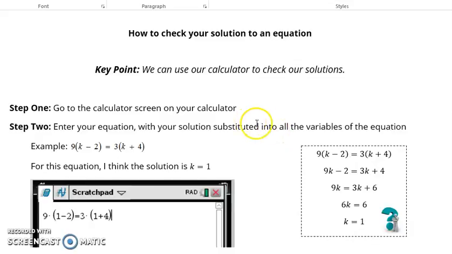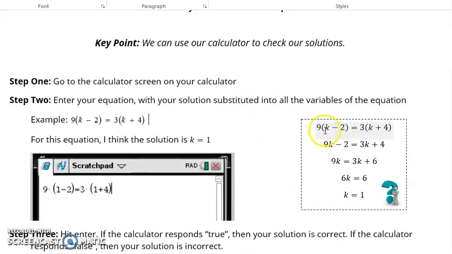Welcome. In this video we're looking at how to check your solution to an equation which you have solved. This relates with Unit 1 of Big Ideas Algebra 1. So we're looking here specifically at an example problem. I've got an equation which I've solved, and I can use the calculator to check my answer.